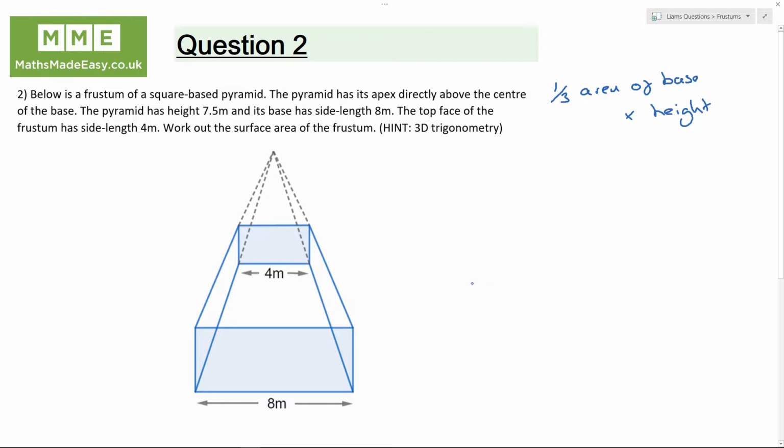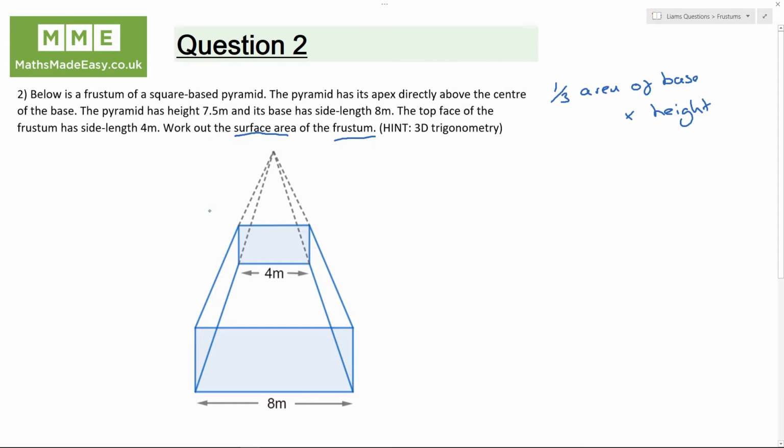Question 2. Below is a frustum of a square-based pyramid. The pyramid has an apex directly above the centre of the base. The pyramid has a height of 7.5 metres and its base has a side length of 8 metres. The top face of the frustum has a side length of 4 metres. Work out the surface area of the frustum.